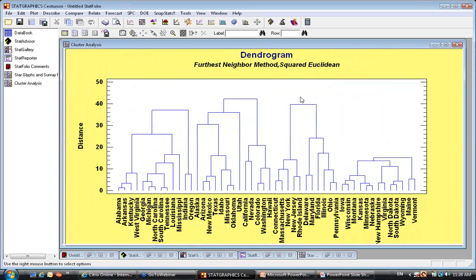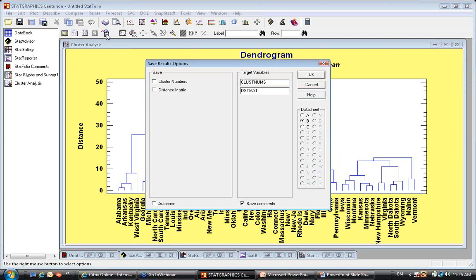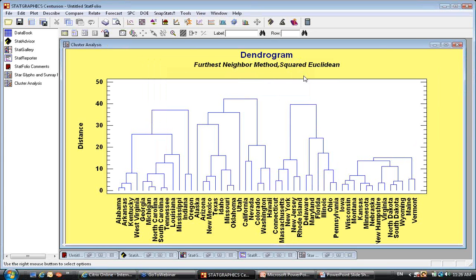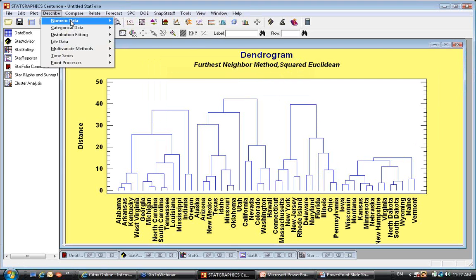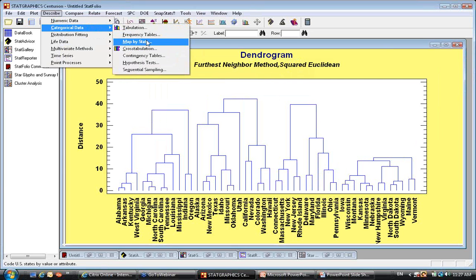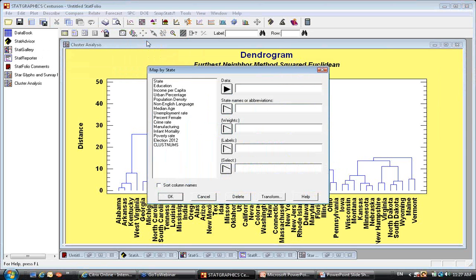Now, I'd like to show you, of course, what these groups look like on my maps. So I'm going to go up to the Analysis toolbar, push the button that says Save Results, and ask it to save the cluster numbers. What I just asked it to do was to save the cluster numbers back in the data book. I can now go to the Describe, Categorical Data, Map by State, which is one of the procedures we have in Statgraphics, and ask it to map the cluster numbers by state.